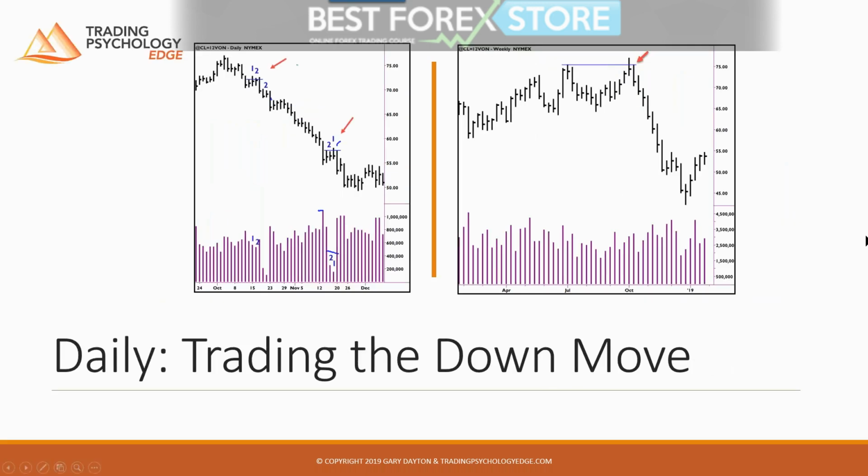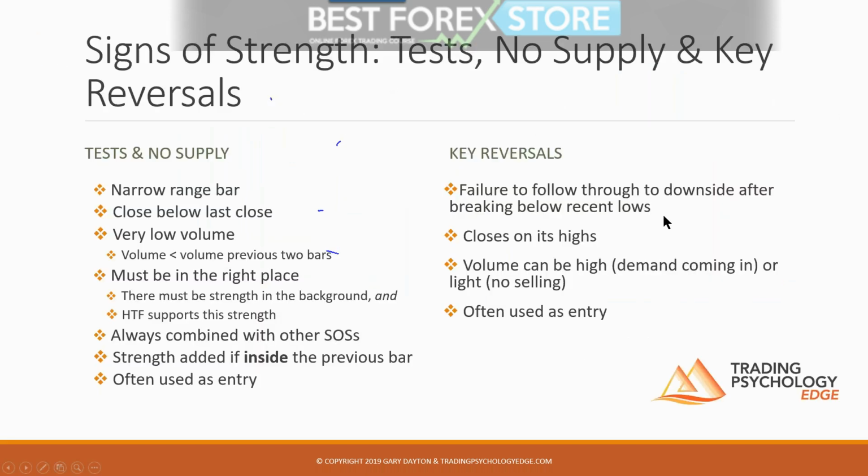Okay, so let's talk a little bit about signs of strength, tests, no supply, and key reversals. Tests and no supply are really the reverse of the no demand bars. We're going to see narrow range, and closes are going to be on the low side, not above the last close. Volume is going to be very low. Again, it's relative to the last few bars. Again, it's got to be in the right place. We've got to see higher time frames supporting this, and there's got to be strength in the immediate background.